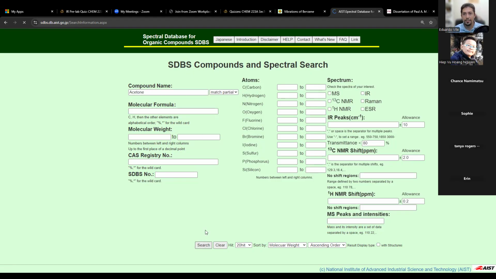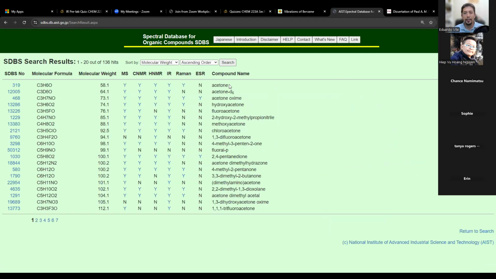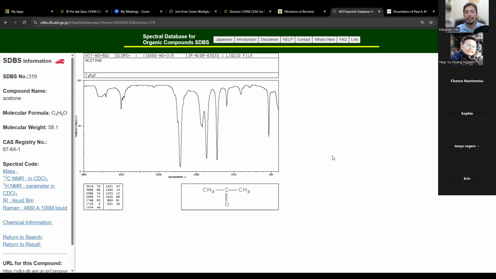You're going to click search. You're going to get some results. You see, it's the first result right here, acetone. Where it says IR, it says Y. Yes, there is an IR spectra available. Let's check it out. Click it, and you see right there the IR spectrum of acetone. This is from an actual spectrum that somebody actually took of the actual molecule, so you can see exactly what it looks like.